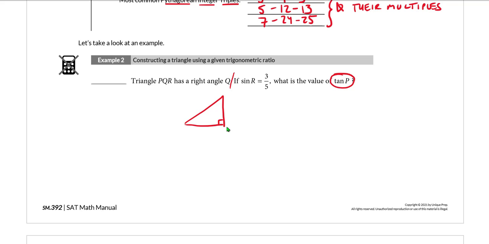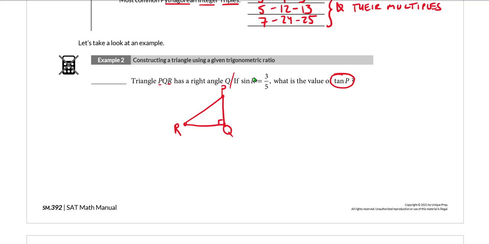They tell us that the right angle is Q, so I'm going to label that vertex with the right angle in it. I'm going to label that Q. We know that we have a R, and we know that we have a P as well. I'm just going to randomly place the R and the P in the remaining two vertices.